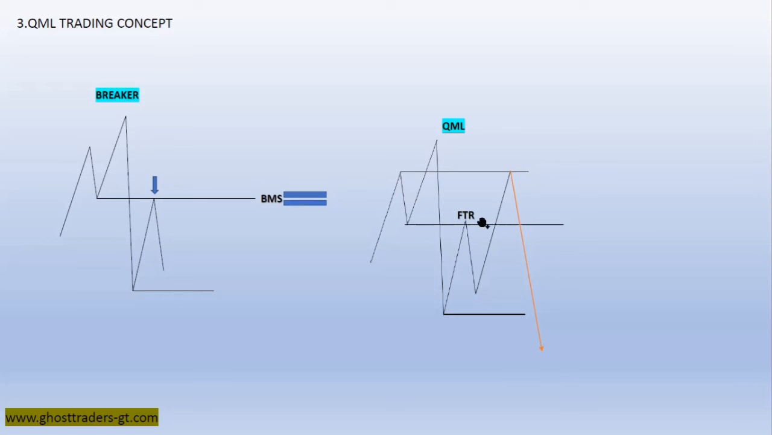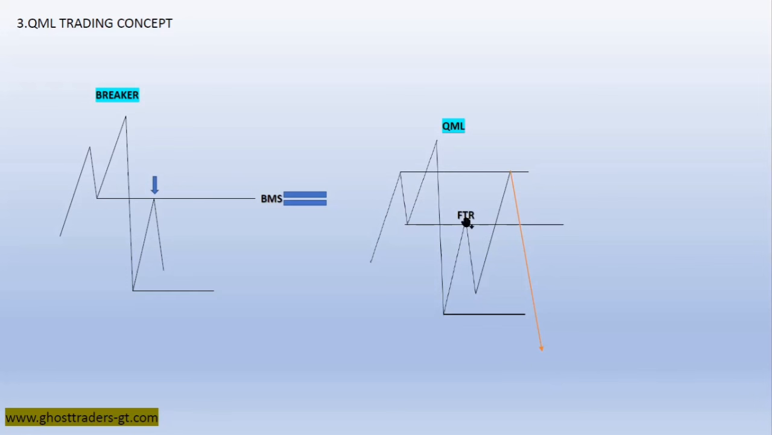Okay, so most of the time some people say it's FTR, they say it's FTR. The reason we say it's FTR is simply failure to retest. So it's simply failure to retest here. Okay, so now you get to know why price failed to come here: it's because we have a breaker at this level. That's why price failed to retest here. So then we're gonna have an FTR.